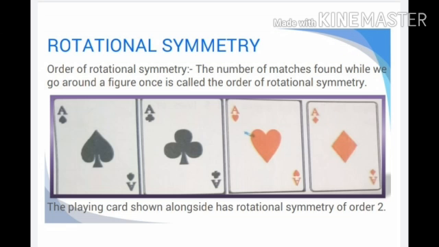Now let us understand what is rotational symmetry.